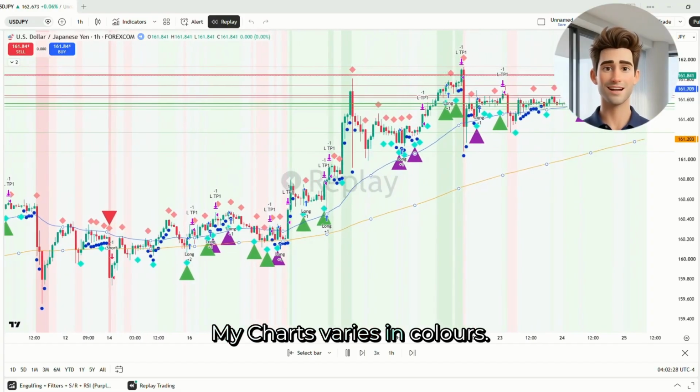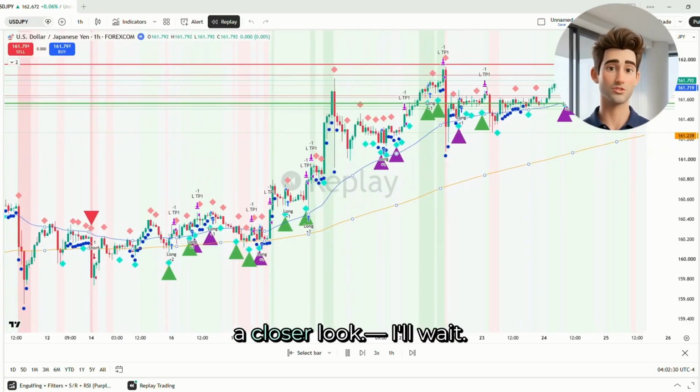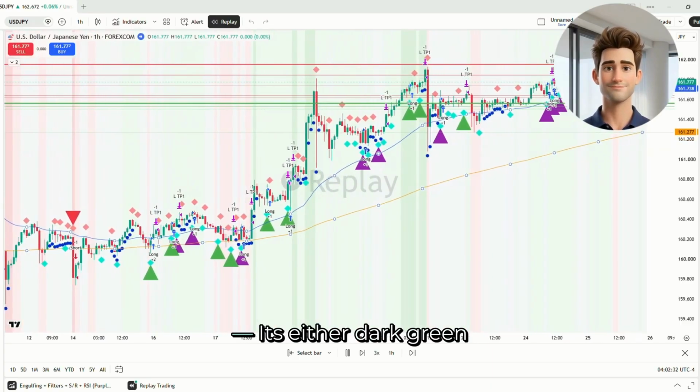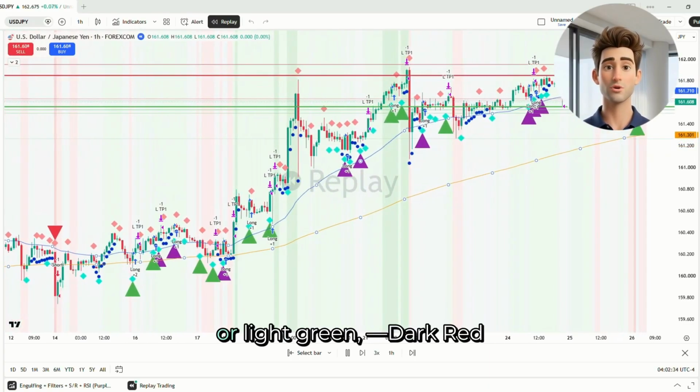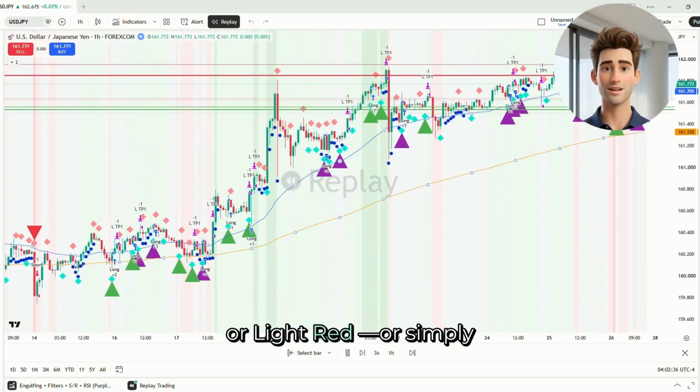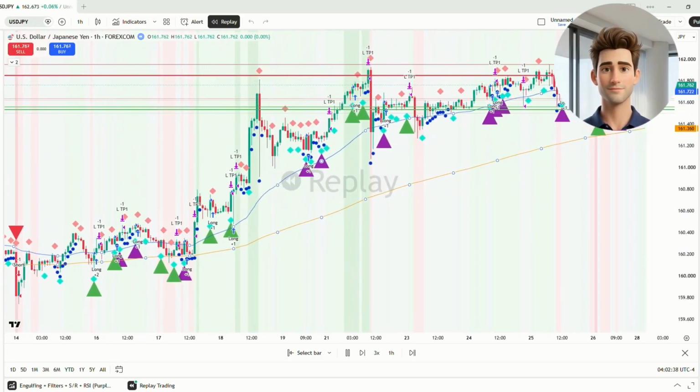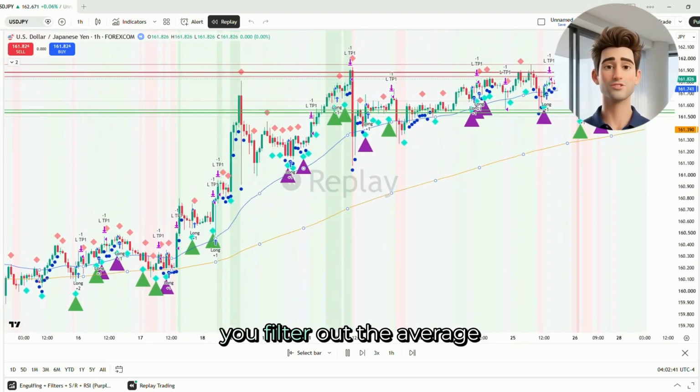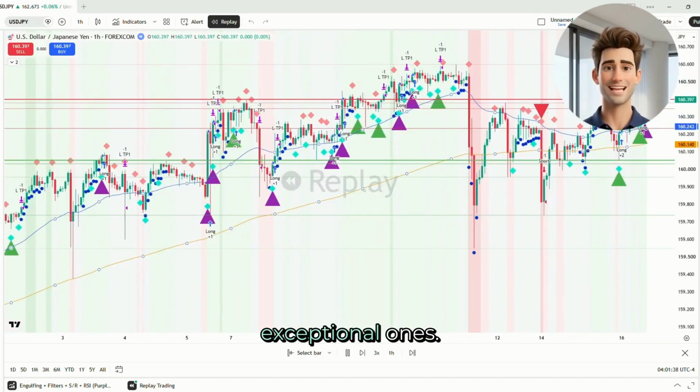My charts vary in colours. Pause the video and take a closer look. I'll wait. It's either dark green or light green, dark red or light red, or simply white. The Relative Strength Index helps you filter out the average setups and keep only the exceptional ones.